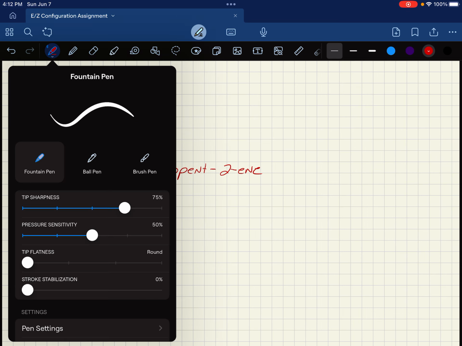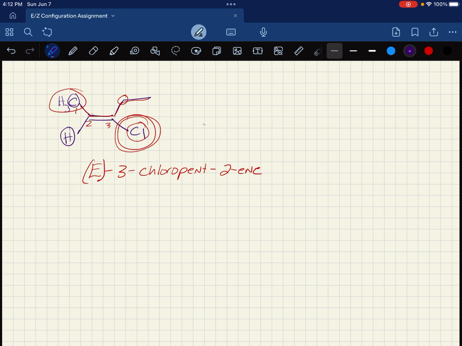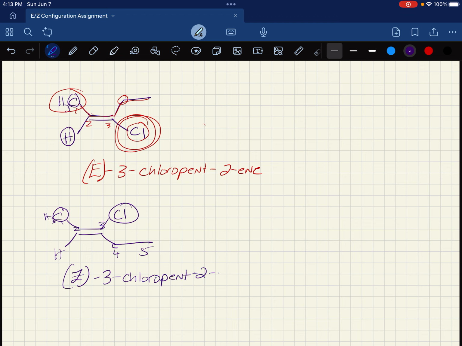If we had the other stereoisomer, if we were to swap either set, we would end up with the other stereoisomer. So again, chlorine is higher ranked than carbon. Carbon is higher ranked than hydrogen. Here these are on the same side, so this would be the Z. Still 1, 2, 3, 4, 5, 3-chloropent-2-ene.